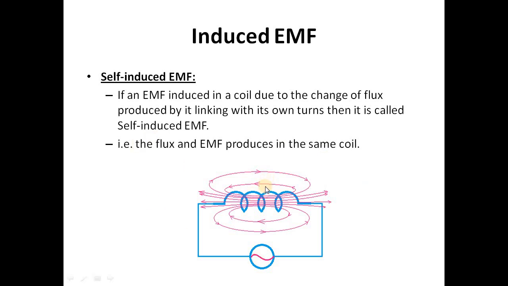And this alternating flux is generated by this coil, and as we can see it is linking with the same coil. So it is generated by the same coil and it is linking with the same coil. As per Faraday's law, whenever there is a change in the flux which is linking with the coil, then we have an EMF induced. This type of EMF induced is known as self-induced EMF.